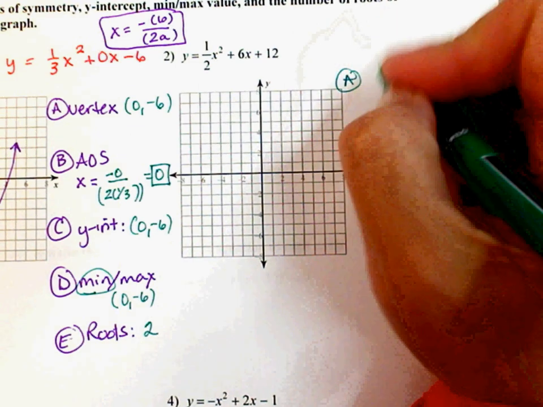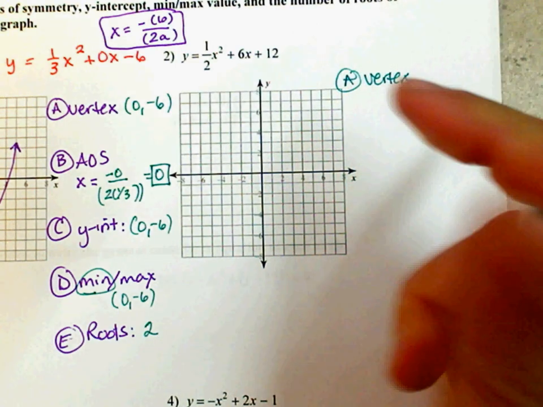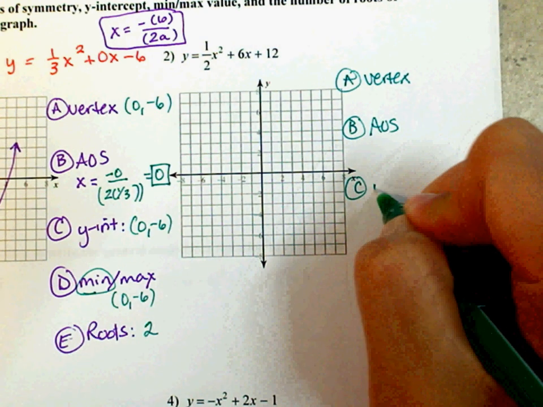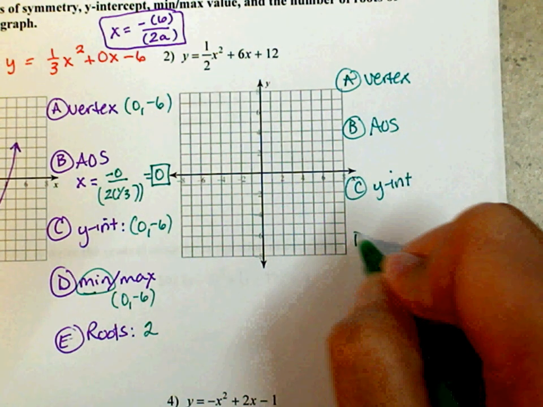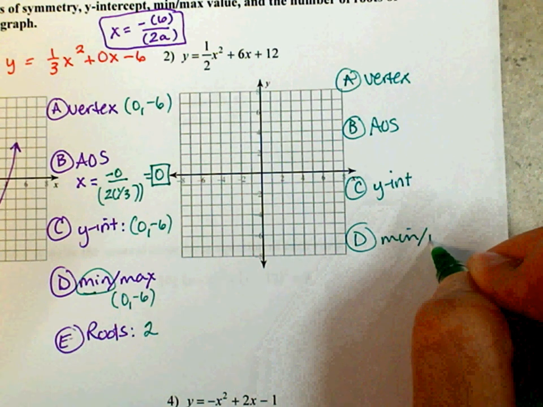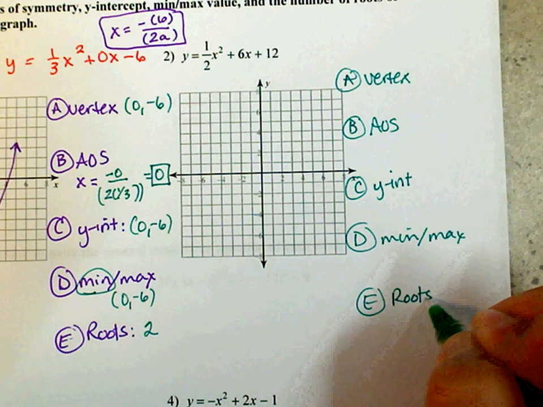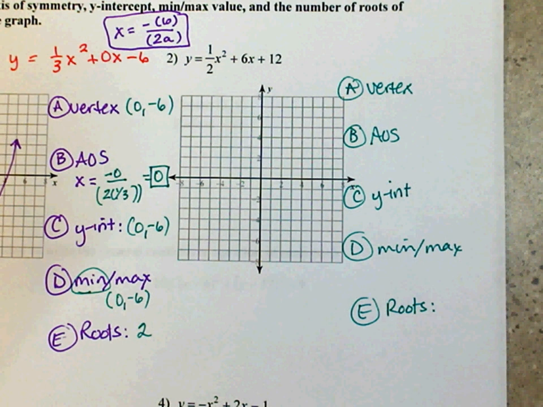A is your vertex, and I like to keep it in the same order I had it earlier. B is your axis of symmetry. C is your y-intercept. D is your minimum and maximum. And your E is your number of roots. Okay? All right. Let's go ahead and start this very first one.